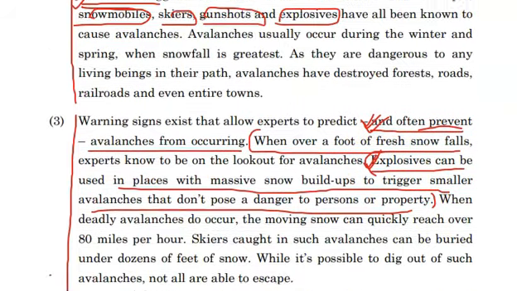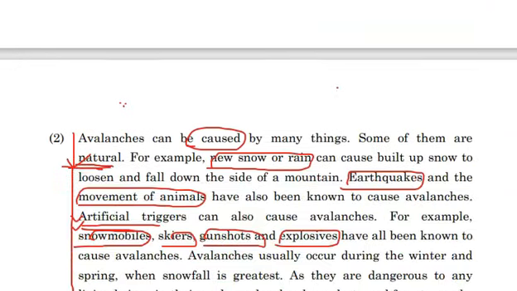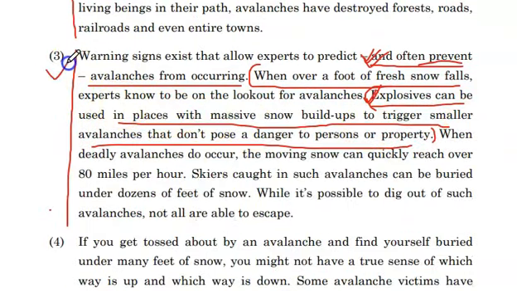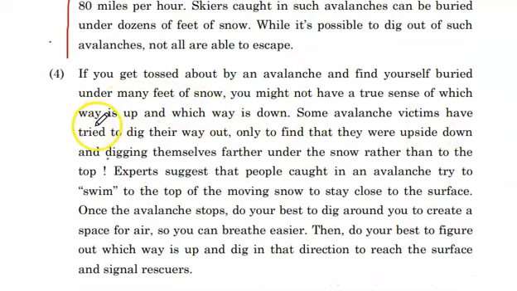Now connect the first paragraph. An avalanche is a sudden flow of snow down a slope such as a mountain. Then the second paragraph is talking about causes of avalanches, and the third paragraph is talking about preventive measures of avalanches. Now let us see what the author says in the fourth paragraph. Let us read it out first.